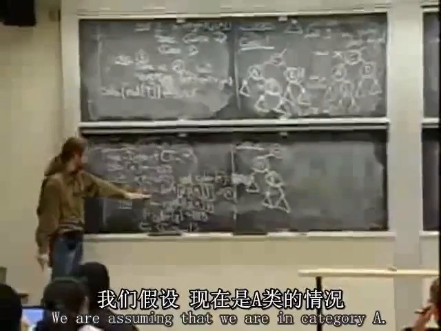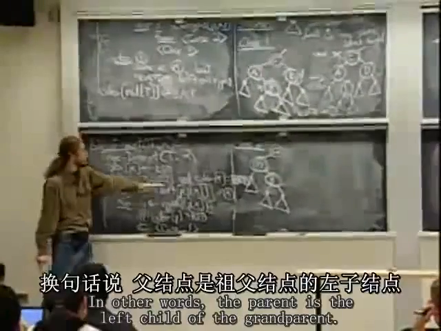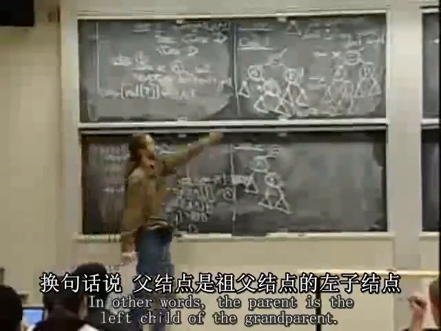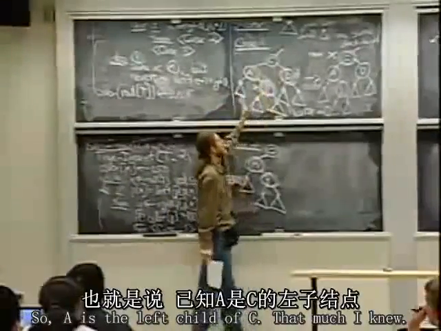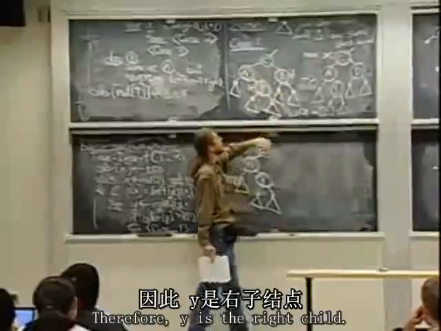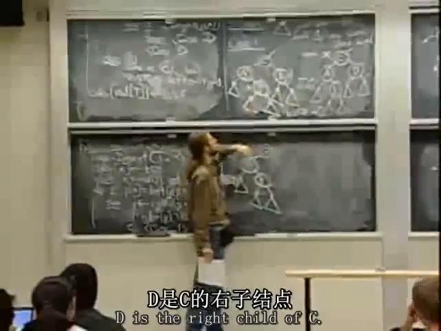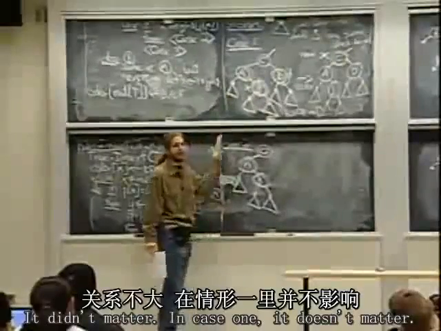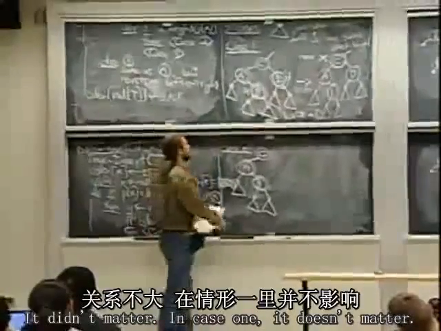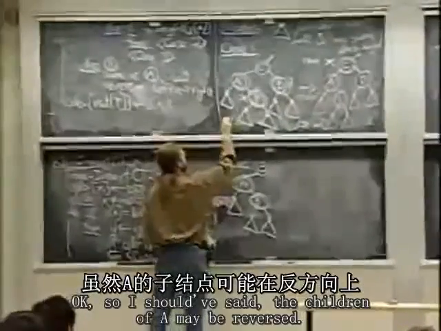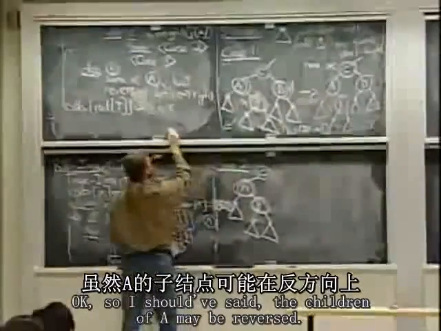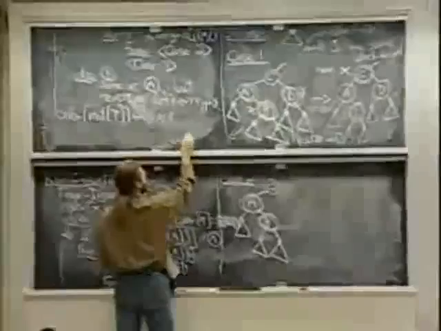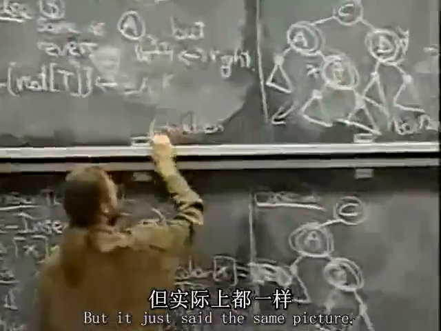We are assuming that we're in category A. In other words, the parent is the left child of the grandparent. So A is the left child of C. That much I knew. Therefore, Y is the right child. D is the right child of C. I didn't actually know whether B was the right child or the left child. It didn't matter. In case 1, it doesn't matter. Okay, so I should have said the children of A may be reversed, but it's just the same picture.